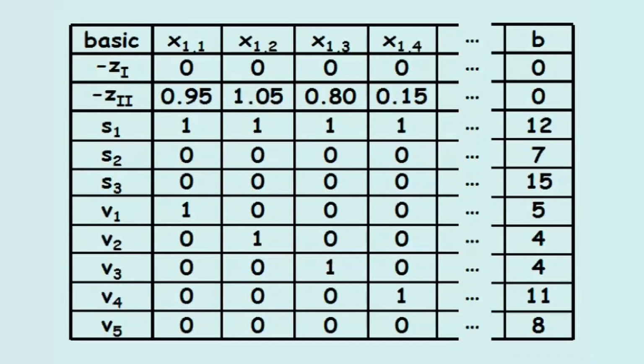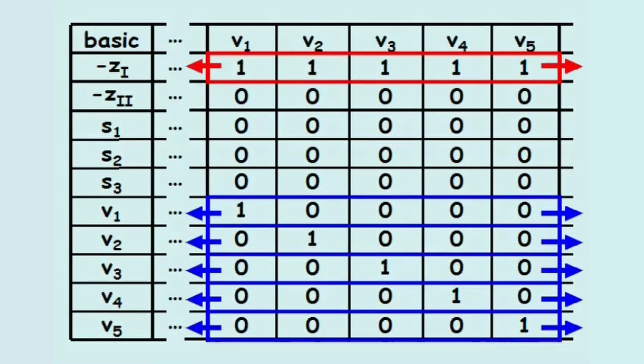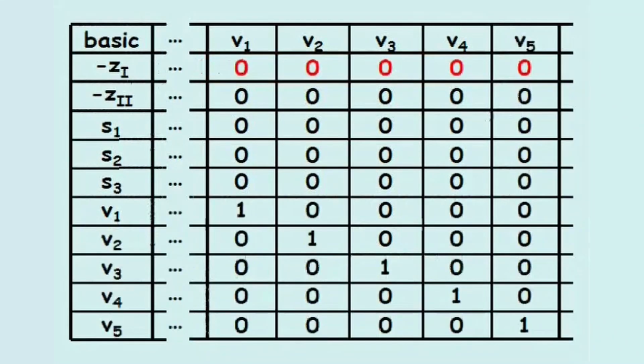To put the tableau into canonical form, we must perform a pivot operation about the non-zero values of the artificial variable columns. Rows V1, V2, V3, V4, and V5 are subtracted from row Z1, and the tableau is now in canonical form. Now we are ready to begin the simplex algorithm.